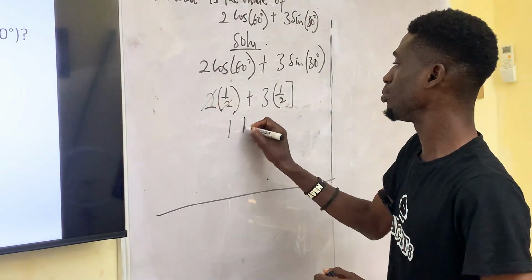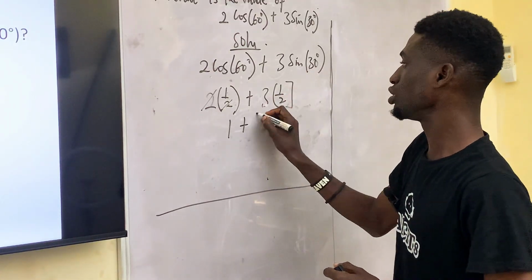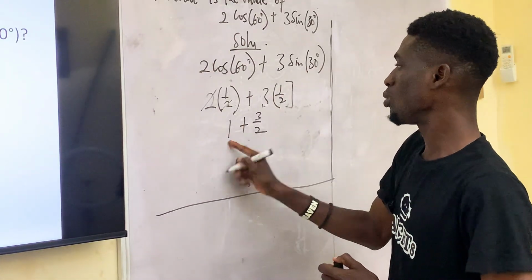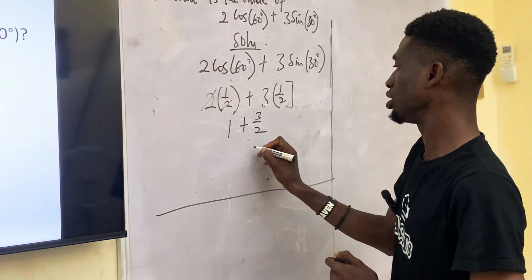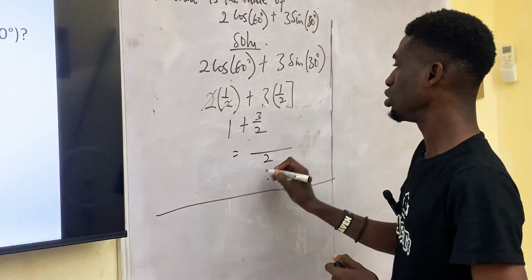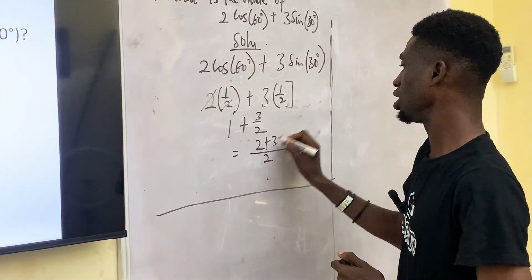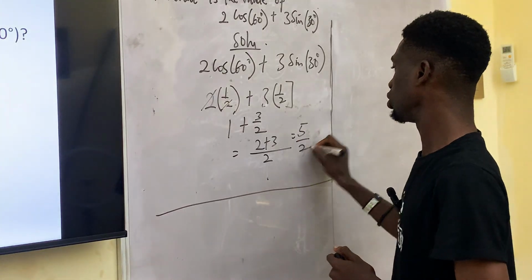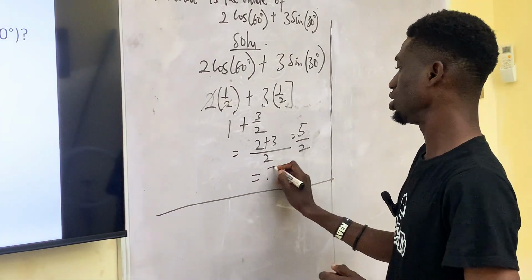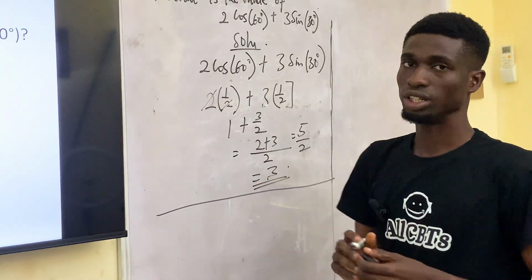So 2 is going to cancel 2 here. You are left with 1 plus 3 multiplied by 1 over 2, which is 3 over 2. So 1 plus 3 over 2. You know that your LCM is 2. Here you are going to have 2 plus 3, which is 5 over 2, which, when you approximate it, your final answer will be 3.